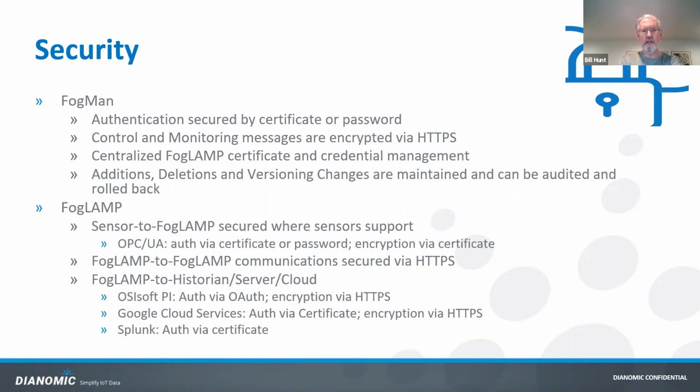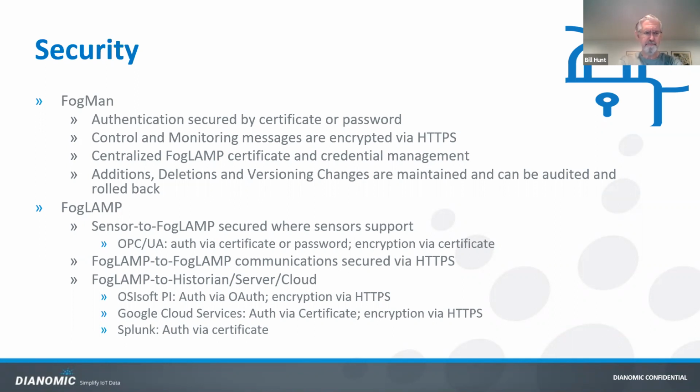And then FogLAMPs are each managed by certificate, and that certificate repository is all stored inside FogMAN, so that's all centralized. It's also probably worth calling out that when you bring up FogLAMP, it comes up with a default username and password. As soon as you bring it under FogMAN, FogMAN automatically converts it to be managed via certificate instead of password, and assigns it a certificate. And then, as I mentioned, there's versioning, so additions, deletions, and versions are all maintained and can be audited or rolled back.